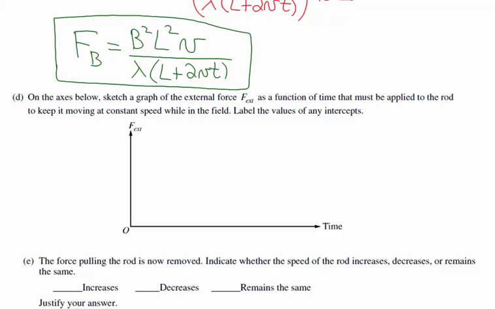When t equals 0, the magnetic force is B squared L squared V divided by lambda L. Or because we have L squared divided by L, we can simplify that to B squared L V divided by lambda. And so the external force starts off at that value, and as time goes on, that force is going to get smaller and smaller, and as t approaches infinity, that magnetic force would approach 0.